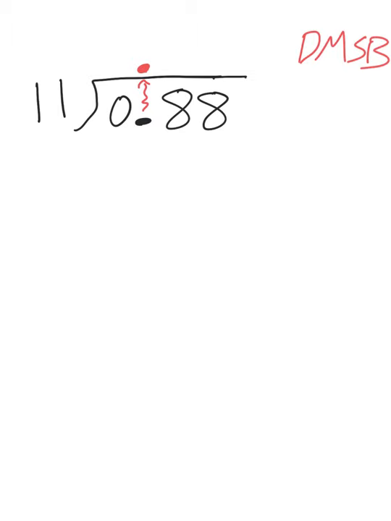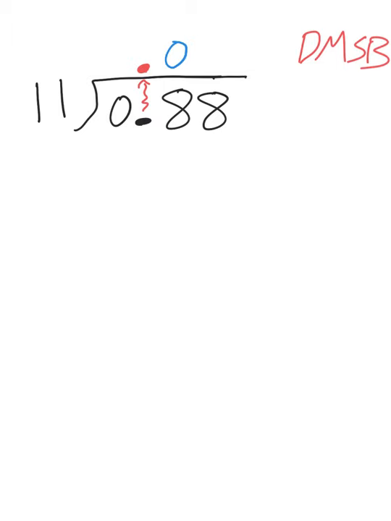Can we do 0 divided by 11? No, 0 is too small to divide by 11. Now, this is an important part, okay? How many times can 11 go into 8? Can 11 go into 8? No. So in other words, it can go into 8 0 times. Right? 11 goes into 8 0 times.